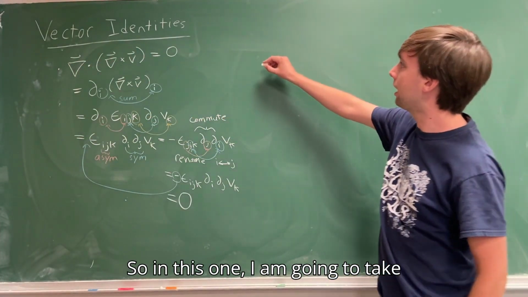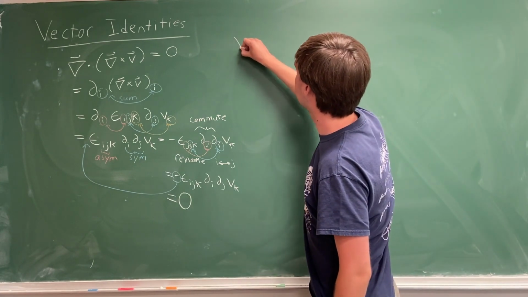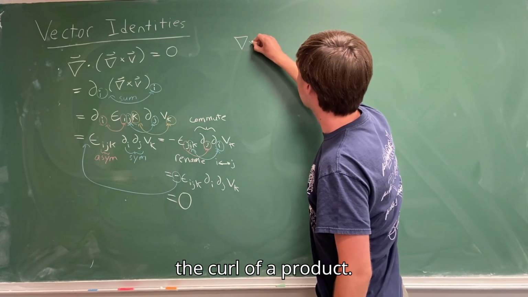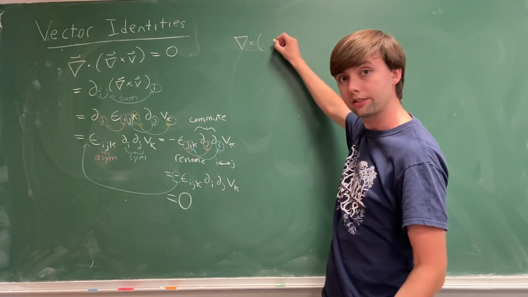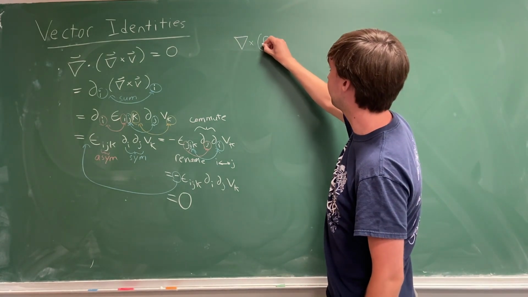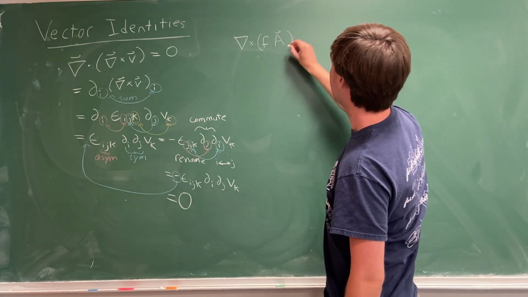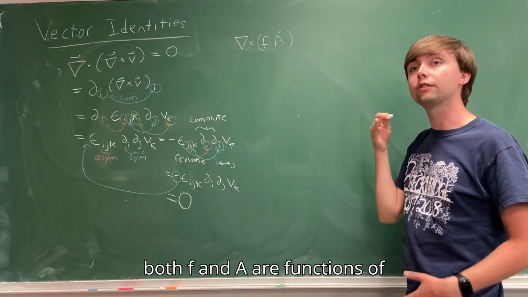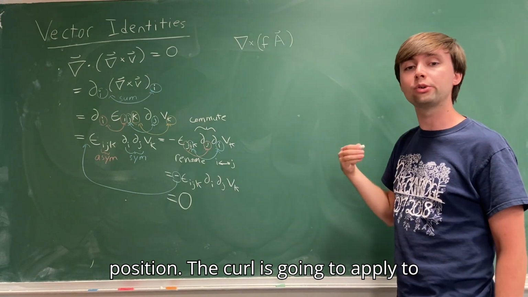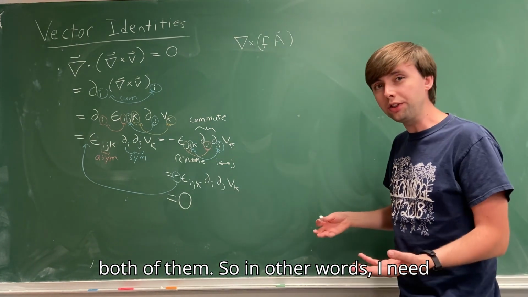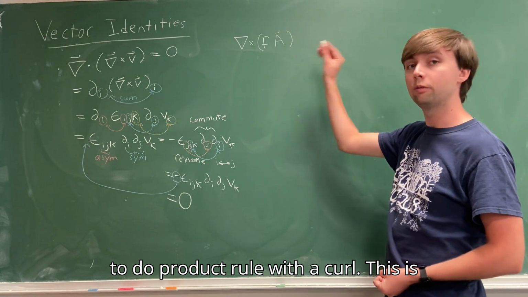So in this one, I am going to take the curl of a product. I'm going to have a function f, and then a vector field A, and both f and A are functions of position. The curl is going to apply to both of them. So in other words, I need to do product rule with a curl.